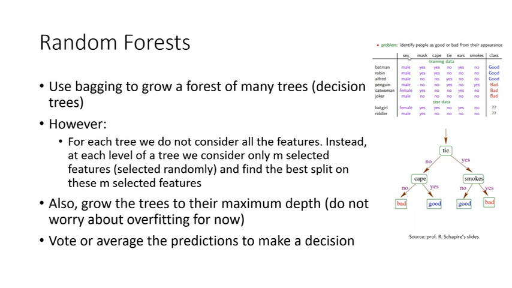I will draw. Say in the first tree, we are going to select these 2. Randomly, we pick that we are going to consider only these 2. And we find out that mask is the best one. So we build for the first tree something like mask. Then we go again. So mask is selected for the first tree. We don't consider it anymore.